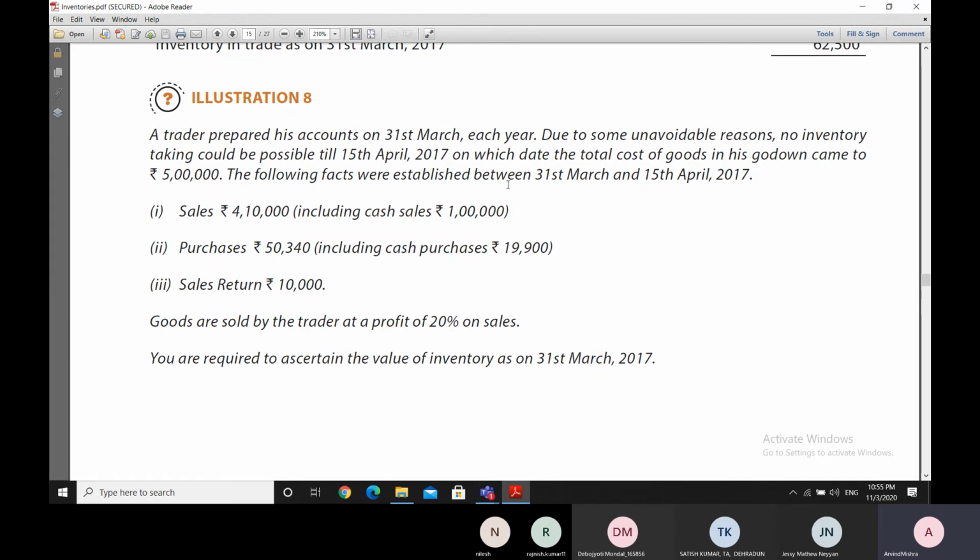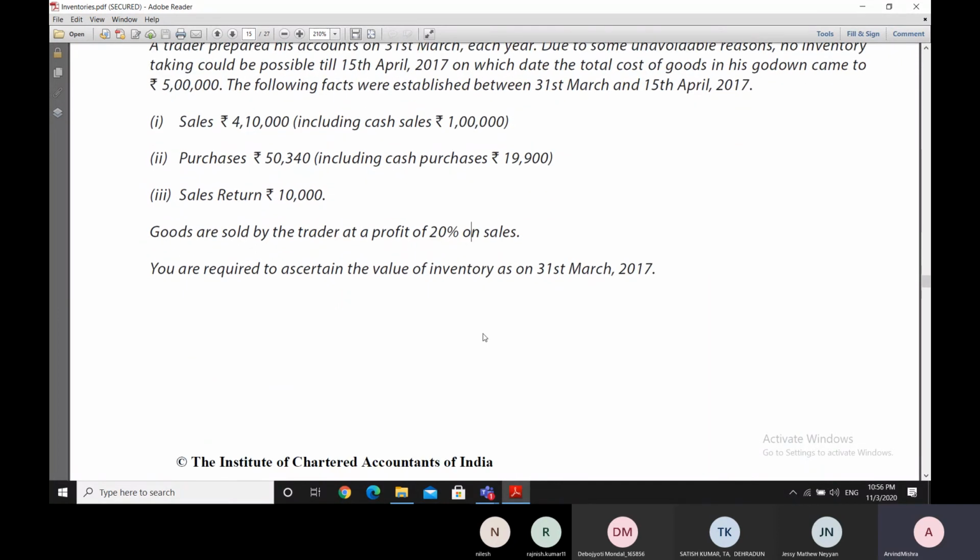Now, the following facts were established between 31st March and 15th April. He made a sale of 4,10,000, including cash sale of 1 lakh, between 31st March and 15th April. He made these purchases, including cash purchases. There was a sales return also, and the goods are sold by the trader at a profit of 20% on the sales. So we are required to ascertain the value of the inventory as on the 31st March 2017 in this case.